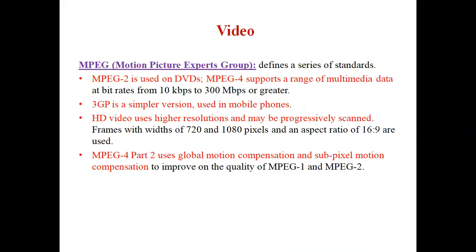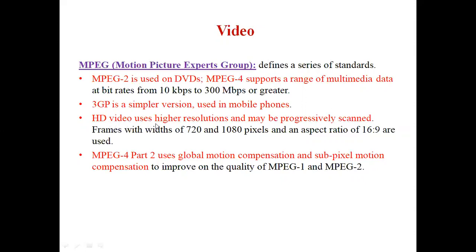MPEG, Motion Pictures Expert Group, defines a series of standards. MPEG-2 is used on DVDs. MPEG-4 supports a range of multimedia data at a fixed rate from 10 kilobit per second to 300 megabit per second or greater. 3GP is a simpler version used in mobile phones.